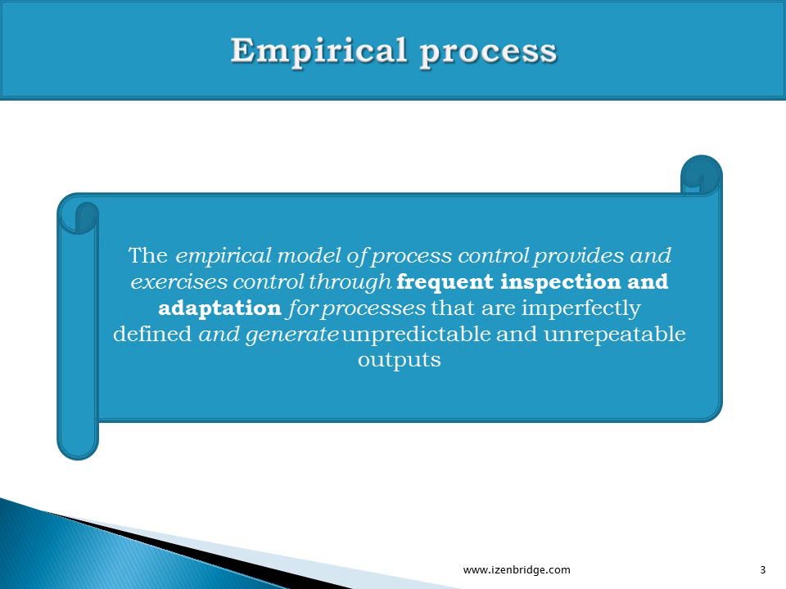In empirical process, rather than controlling the output and its deviation from the standard expected output, the process is controlled by frequent inspection and adaptation. So the empirical model is a process model which is suitable for imperfectly defined, unpredictable, unrepeatable processes, and the control mechanism which an empirical process uses is inspection and adaptation.